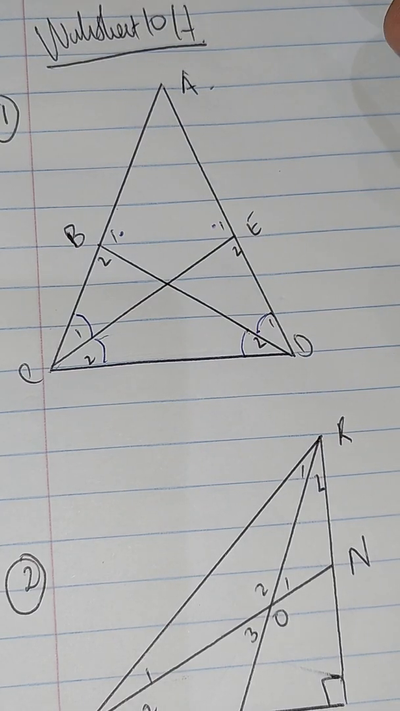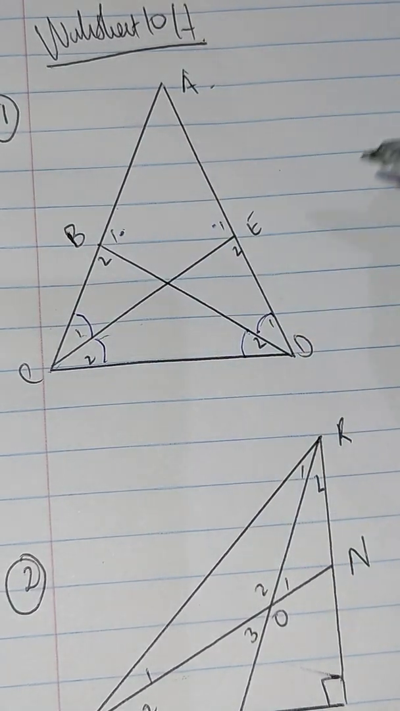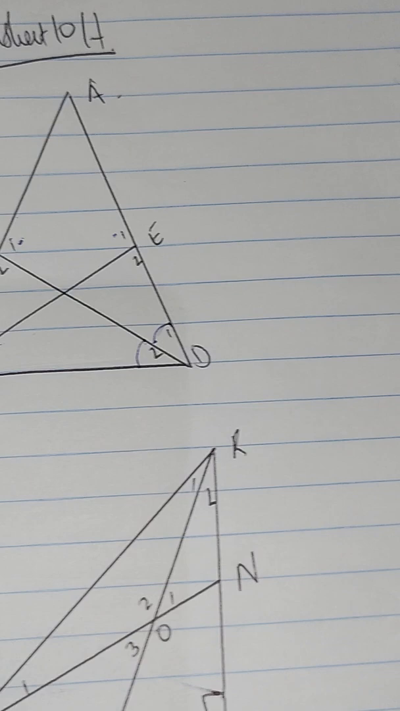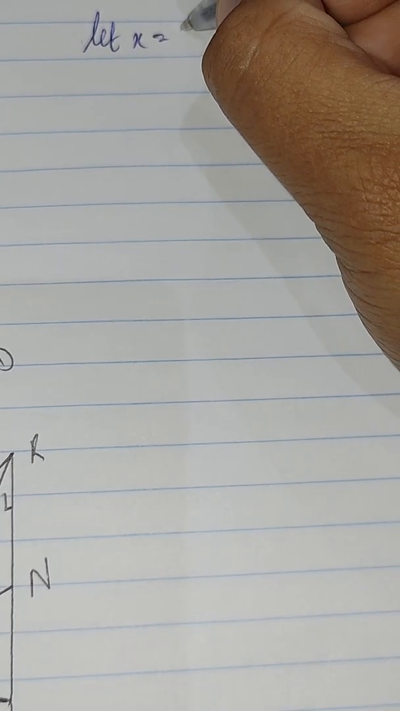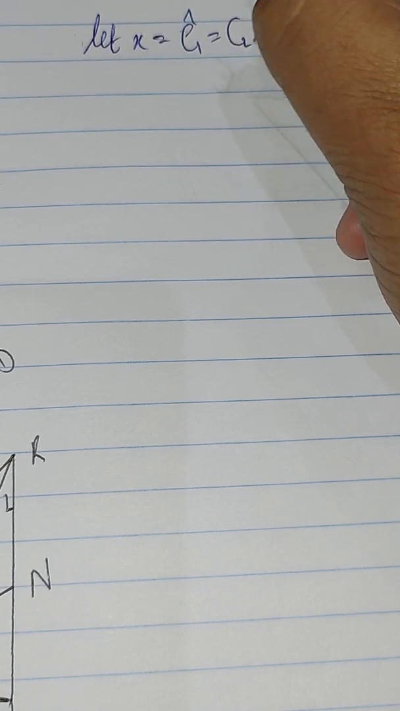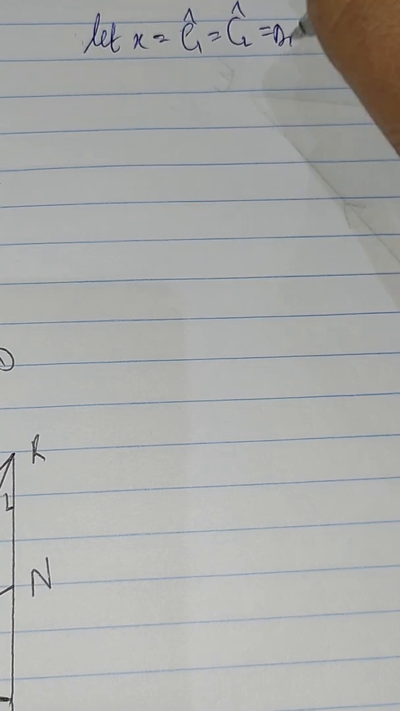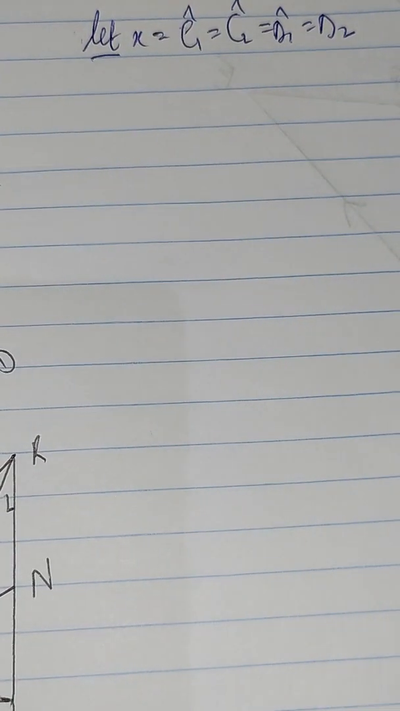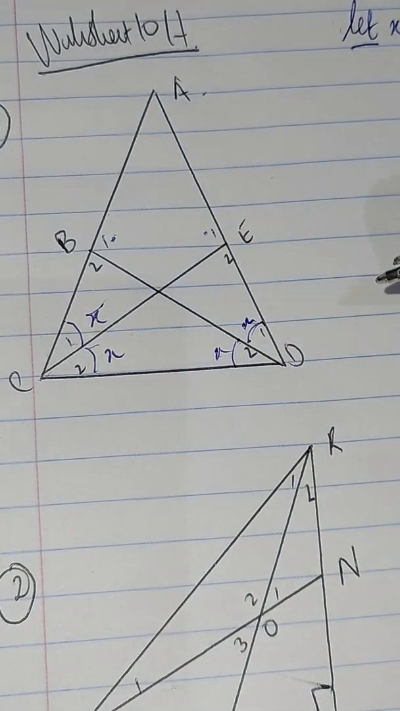Okay. So what I'm going to do is introduce an x here. This is fairly easy, but let's introduce an x variable to the diagram. You don't have to, but it's just going to make our life so much easier. Remember, if we're introducing an x, we say let x equal, in this case, C1, which is also equal to C2, which is equal to D1, which is also equal to D2. So all of those angles get the variable x. It'll always make life a bit easier.